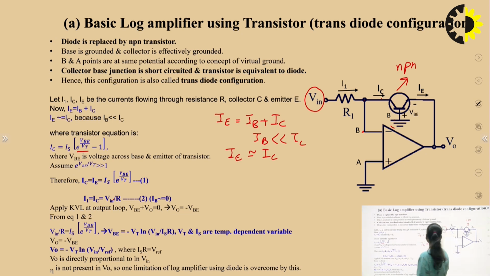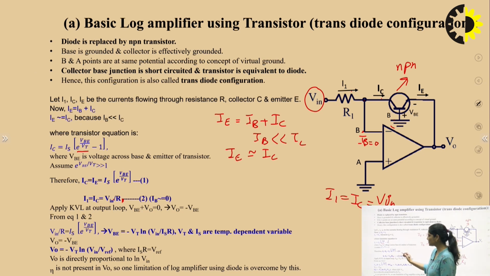Now here from this circuit diagram, I1 is equal to what? I1 is equal to Vin upon R1. So I1 is equal to IC, because IB is here 0. So I1 is equal to IC is equal to Vin upon R, where R1 is R. Okay. Now here you know the current equation: IC is equal to Vin upon R1, and IC is equal to IS e to the power VBE upon VT.